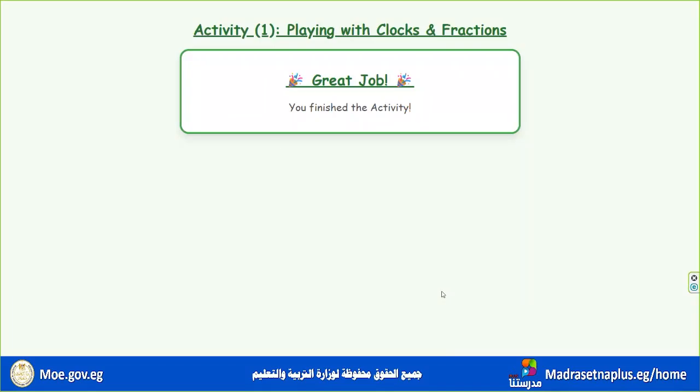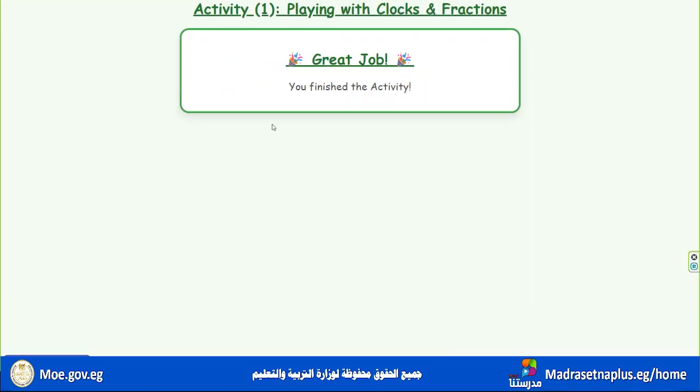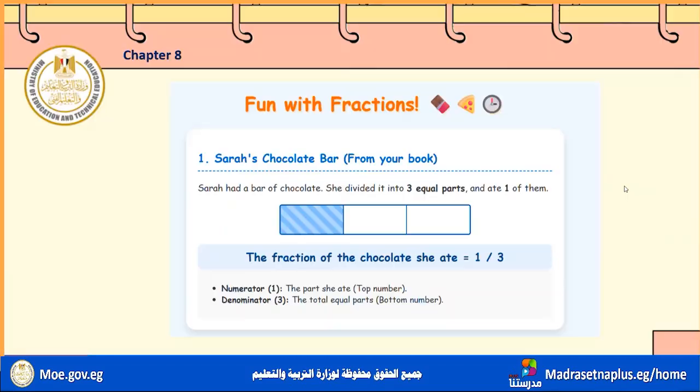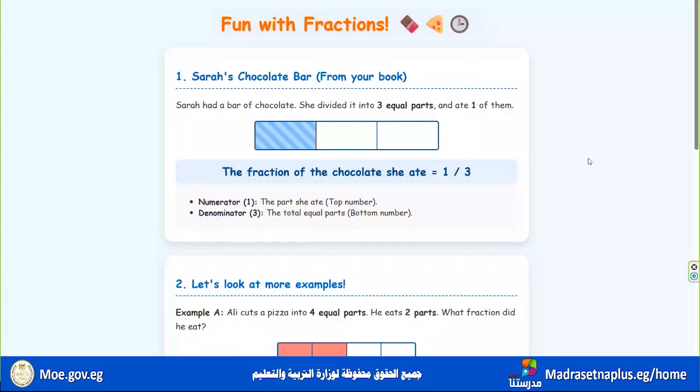So finally, we finished all questions about this activity. Great job. Now let's have fun with fractions using a rectangle bar. If we have a bar of chocolate, Sarah's chocolate bar, Sarah divides this bar into 3 equal parts and ate one of them. That means you should shade just one part of 3 parts.